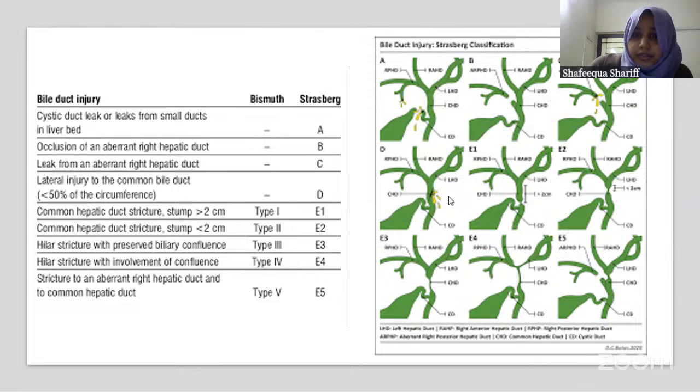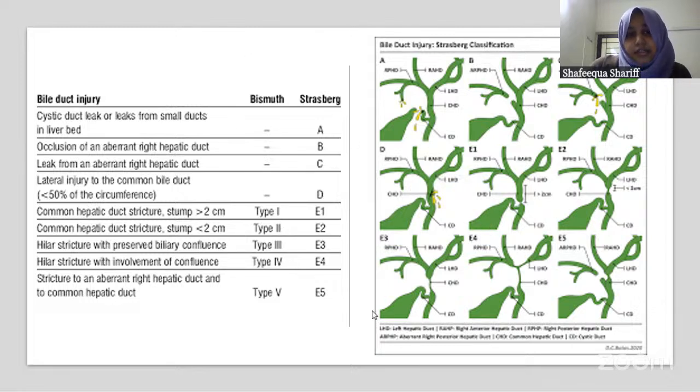The other type is type D. So there's a lateral injury. If you can see, there's a lateral injury to the common bile duct. You can see that it extends from above to down. And so this E1, E2, E3, E4, and E5 also is similar to the Bismuth classification.